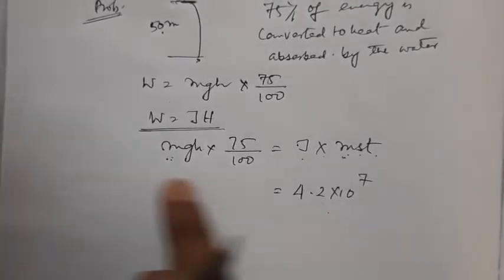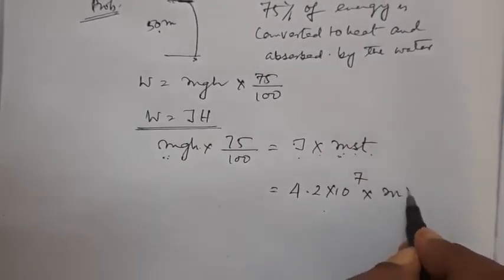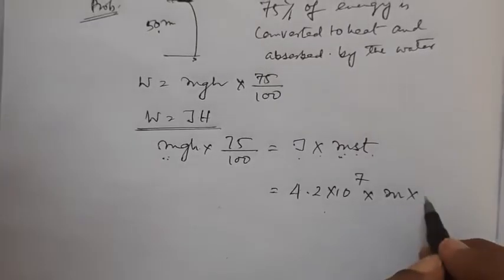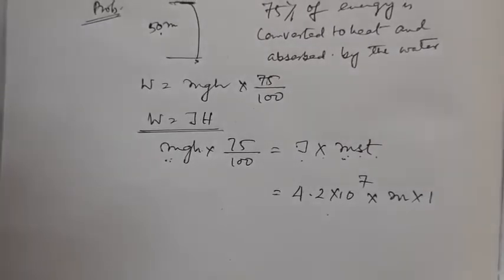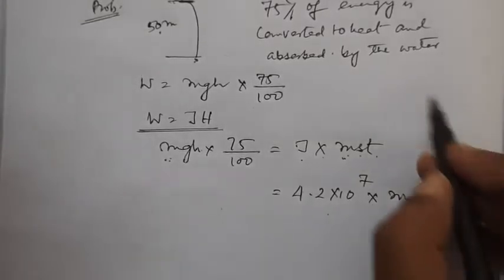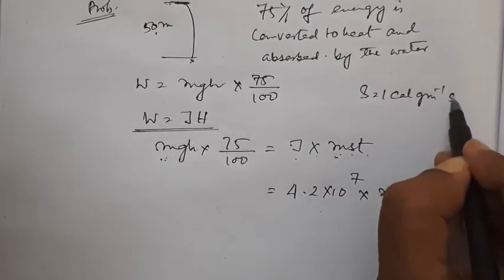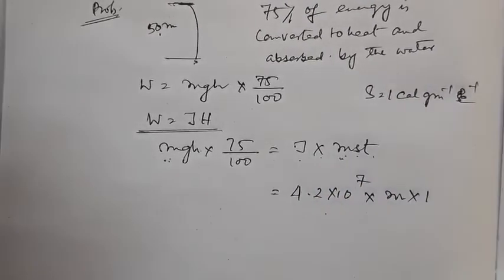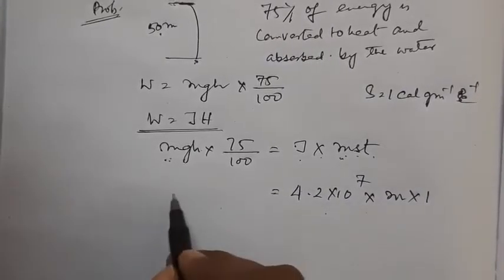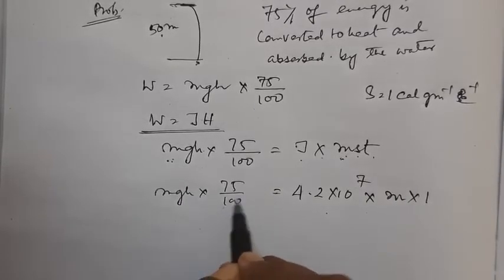Then only we can eliminate these two M's into M. Now what is S? S for water is 1. You all know the specific heat of water is 1 calorie per gram per degree centigrade. So S is equal to 1 calorie per gram per degree centigrade. So in this, mgh into 75 by 100.